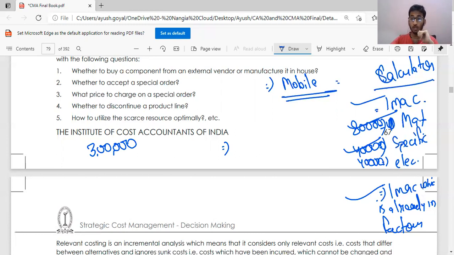The machinery which I'll buy specifically for making the calculator costs 6 lakh rupees, and this machinery would only be used for making the calculator. If you want, you can note it down in your own words. I'm just doing it here to make you understand. After completion of this project, I do not need that machinery further.